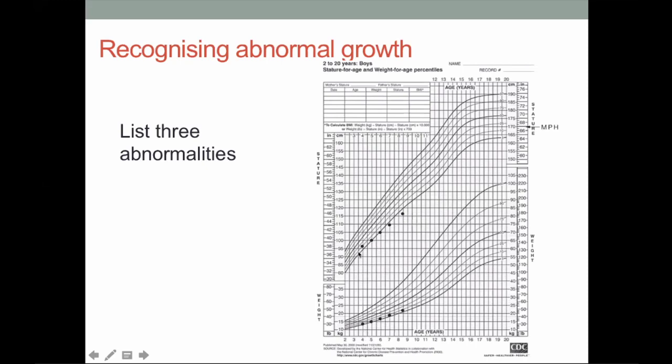So you can see we have recordings from the 4th birthday on to the 8th, up to 8.5 years. What I just want you to appreciate is what happens from the 4th birthday up to 8.5 years, what happens to this child's height, what happens to his weight, and there are other things which I want you to notice around the periphery of the chart. Let's see whether you all pick it up. So please list 3 abnormalities you see in this growth chart.